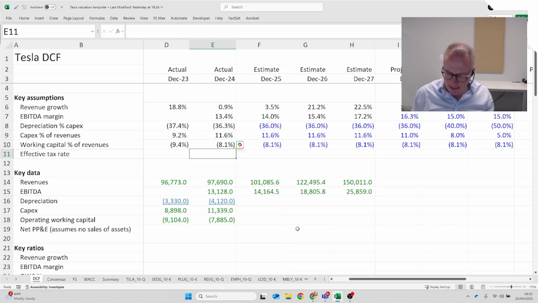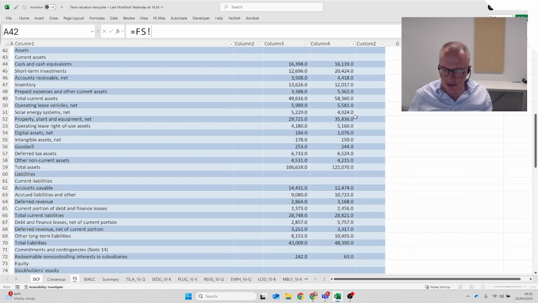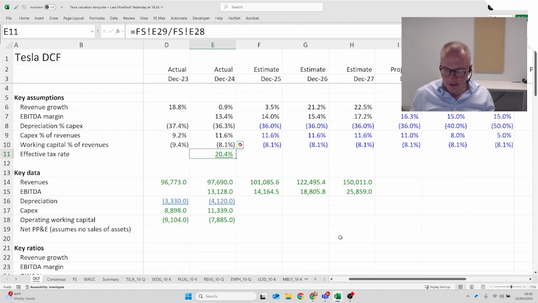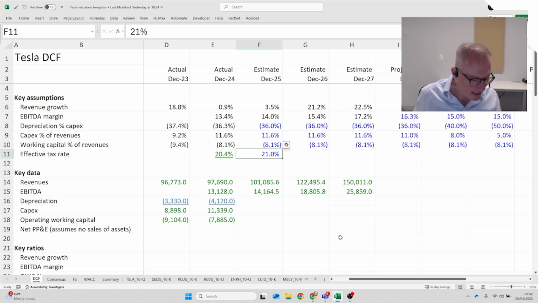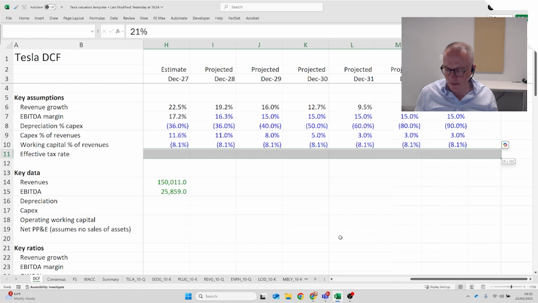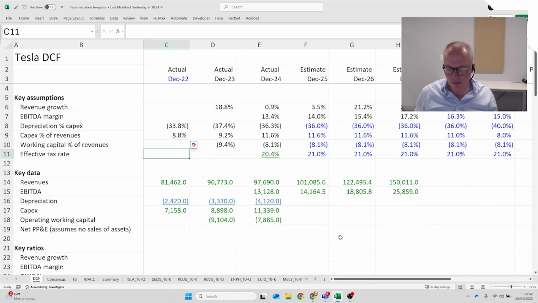For my effective tax rate, I'm just going to calculate what it was in the 2024 year. If I go to the financial statements and the income statement, I'll take the tax expense in that last year and divide it by the profit before tax. You can see that it was about 20.4%. I'm going to make that 21% going forward. I'll just copy that right. So that's 21%, and that's what we'll use when we calculate our free cash flows.